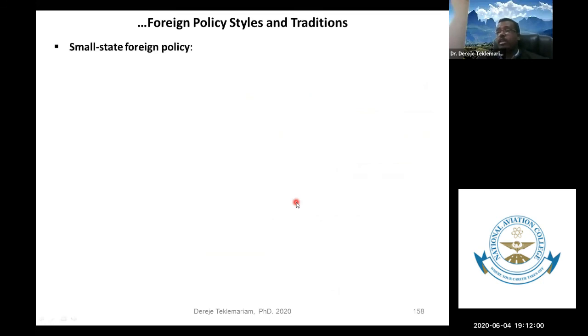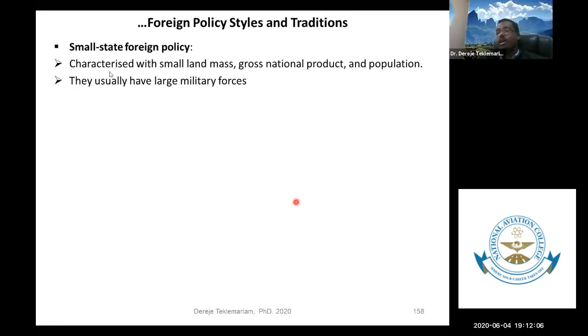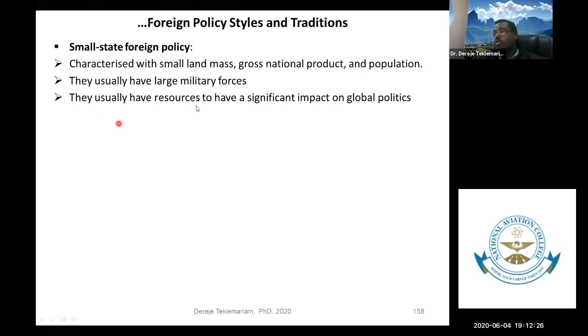The other thing is, the third category is what we call small state foreign policy. Small states are characterized by small land mass, somewhat little gross national product compared to the global average, and somewhat smallest population. They usually have large military forces, by the way. They usually have resources to have significant impact on global politics. They also identify a niche, some gaps that are not yet exploited in the global foreign policy, and they really build their policy on that one and develop expertise in a given policy area.